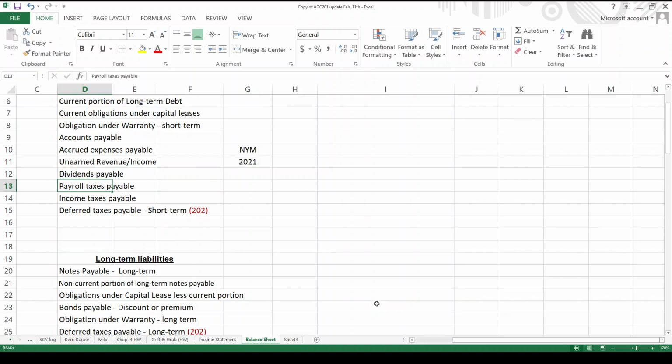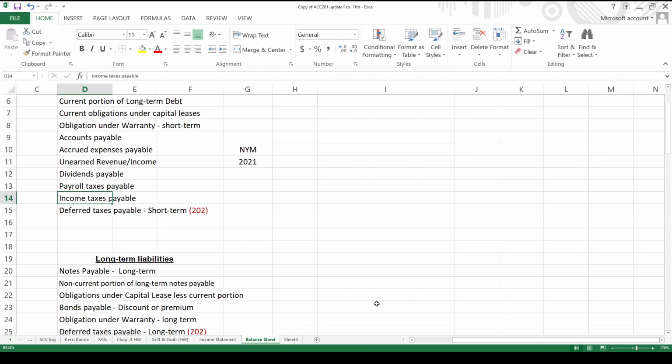Payroll taxes payable are very, very current because the government wants their money almost immediately if you're a large company. Smaller companies can pay less frequently, let's say monthly or quarterly, but if you're a big company, you're going to be paying every week.